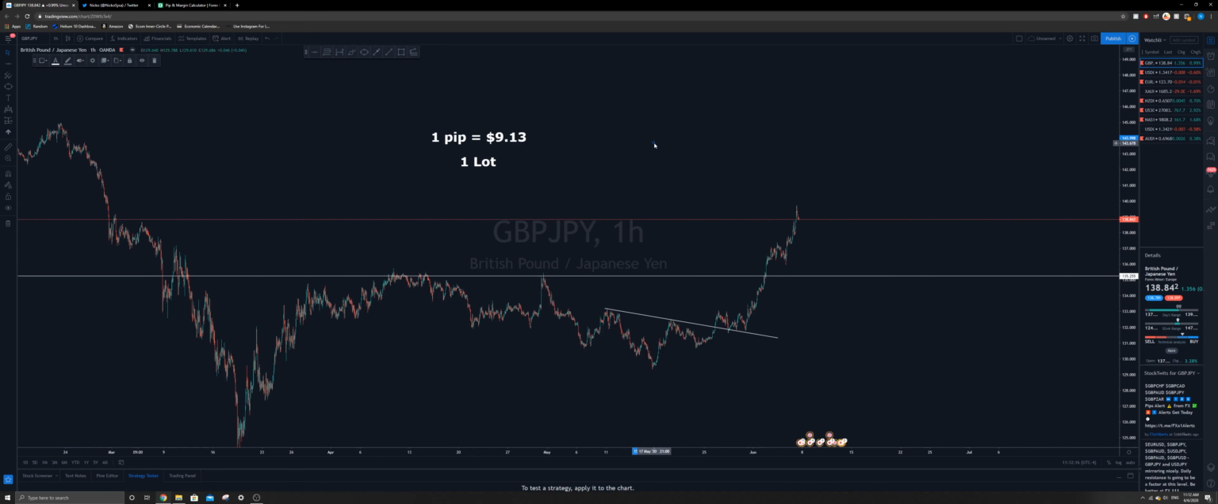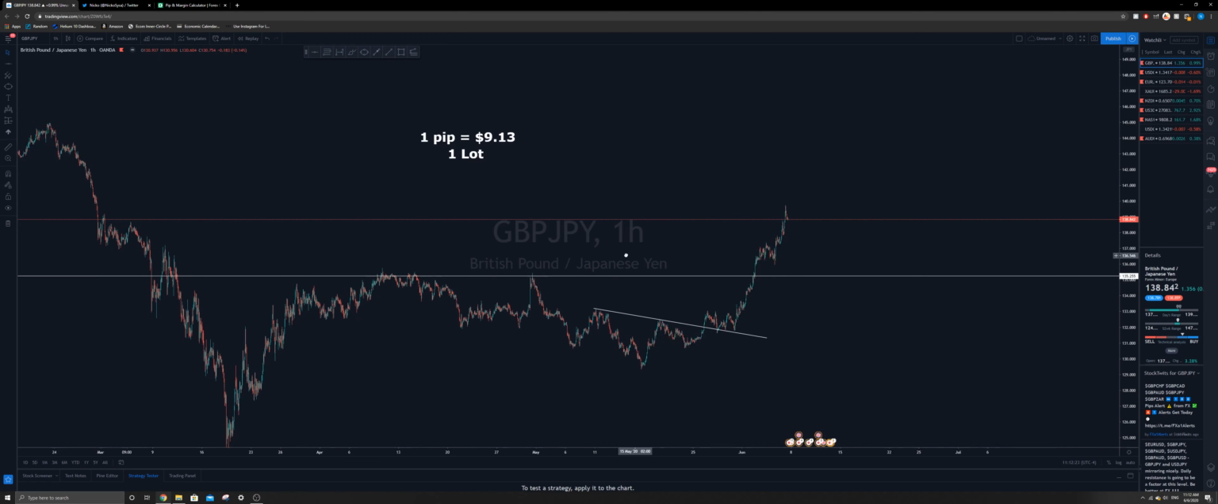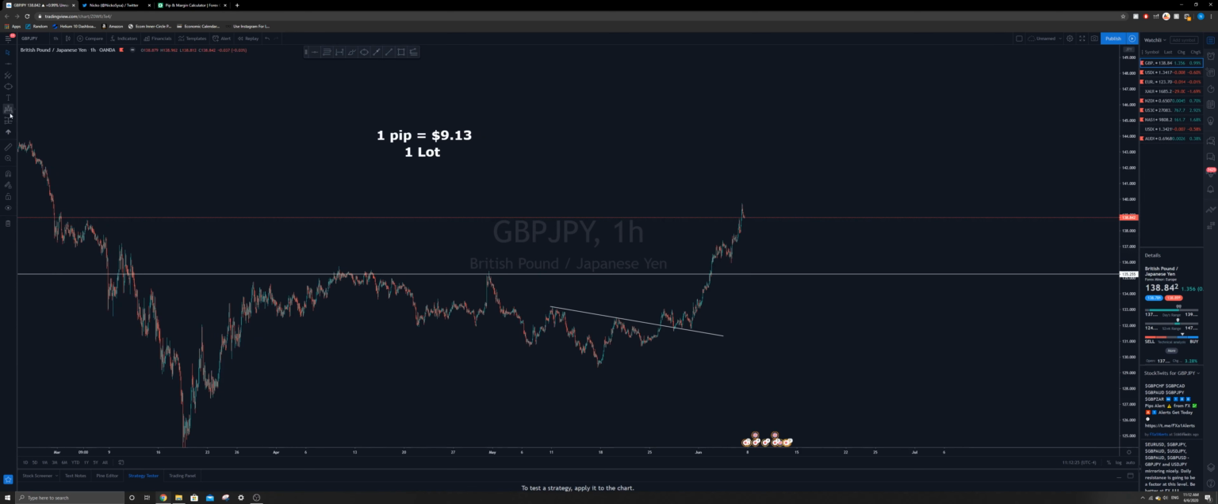So now that we know that one pip equals $9.13 for one lot, my risk management will always be a ratio of 1 to 3. It's called RR, risk reward. 1 to 3 is my risk reward. My risk is my 1, my reward is my 3. That looks terrible, but anyways, my risk is 1, my reward is 3.